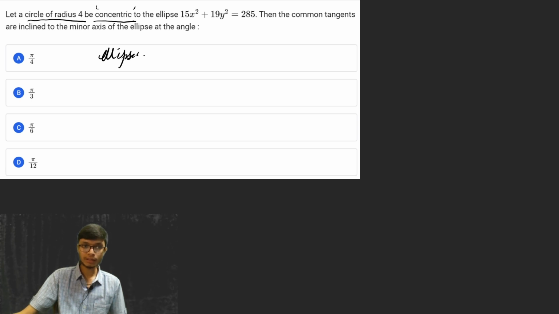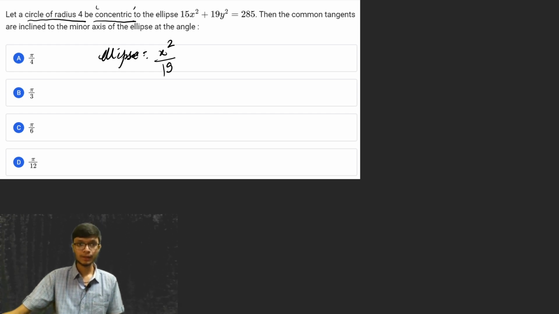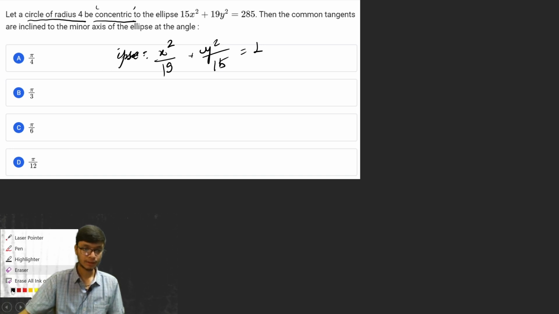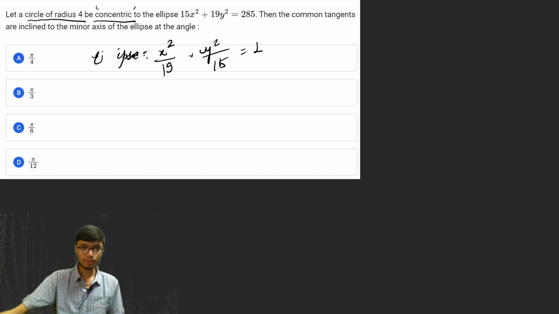So if you look at the equation of the ellipse, it is x square by, so 285 divided by 15 is basically 19. Sorry, it is 19, plus y square by 15, and 19 into 15 is basically 285. So that's the equation of the ellipse. Let me correctly write the ellipse, otherwise it wasn't visible like that.